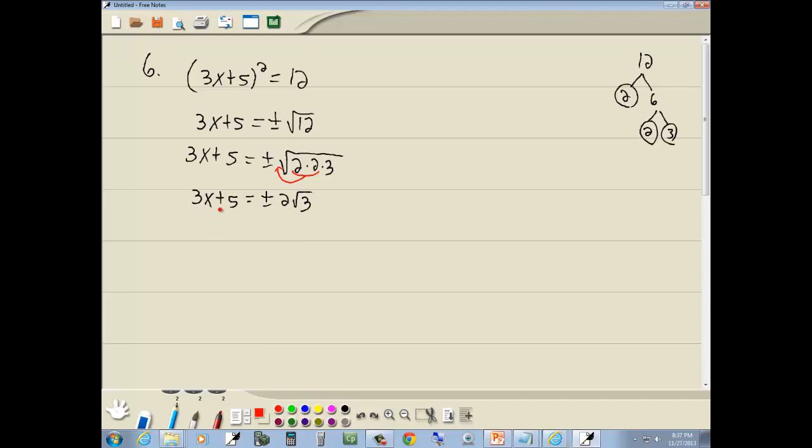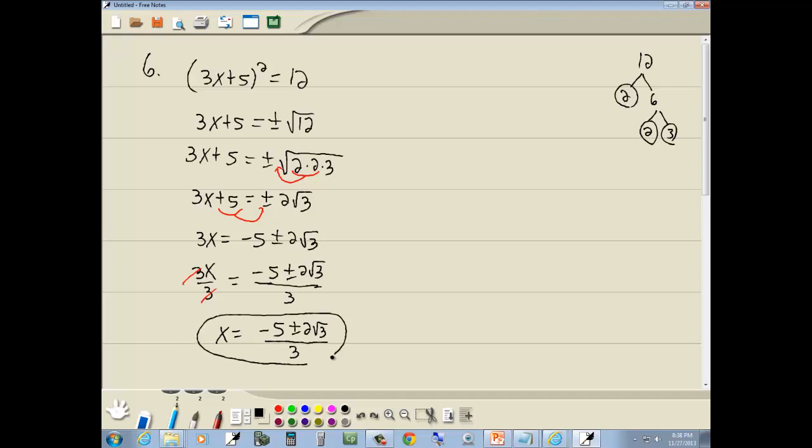Now we're trying to get the x by itself, so I'll take that 5 and move it over to the right side. So we got 3x is equal to negative 5 plus or minus 2 square root of 3. Then we're going to divide both sides by 3, because again, we're trying to get the x by itself. When I do that, those 3s are going to cancel. And we got x is equal to negative 5 plus or minus 2 square root of 3, all over 3. There's no need to break this into two separate pieces because the radical didn't disappear. If that square root had disappeared, then we would have broken it apart.